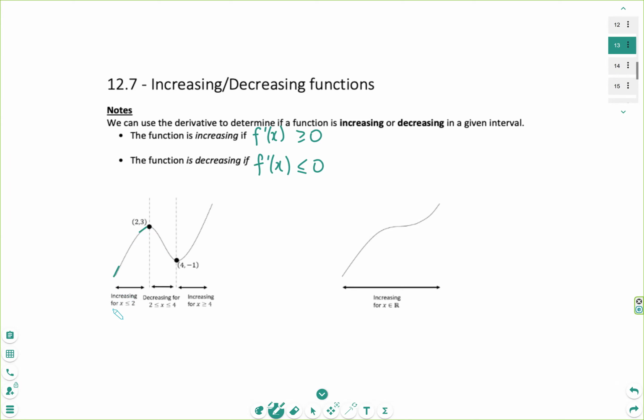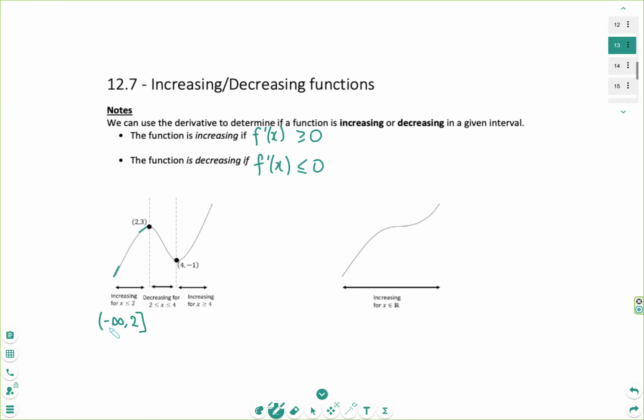So we say increasing for x less than or equal to 2. It's 2 because you can see the turning point is 2, 3. If we look at the x coordinate, that's 2. So we look at the x value, x less than or equal to 2. One way you could write it is in set notation: negative infinity and 2.